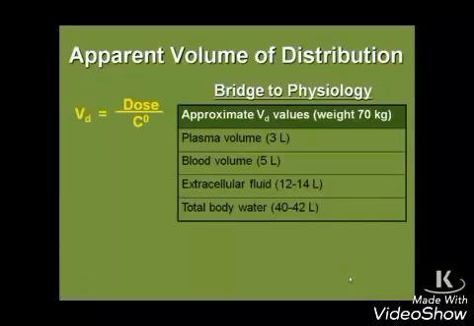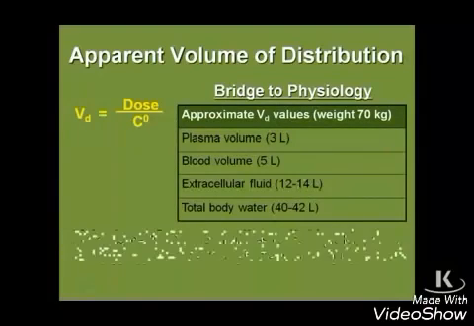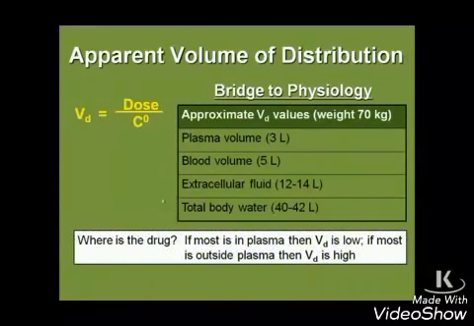And when you think about the concept of VD and start to apply what's a low volume of distribution or what's a high volume of distribution, it's good to keep these numbers in mind as far as what could be a real physiologic value. The question here really that VD is answering is, where is the drug? That's really what it's saying. And we've already said that if most of the drug is in the plasma, then the volume of distribution is low.